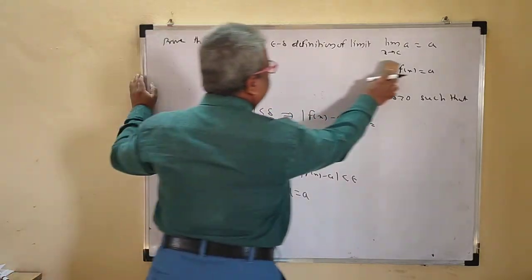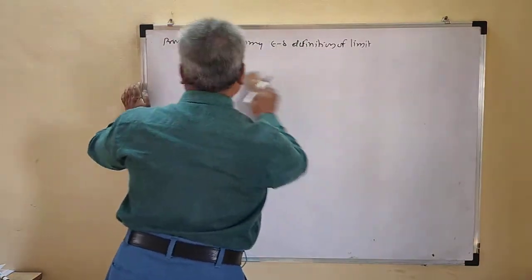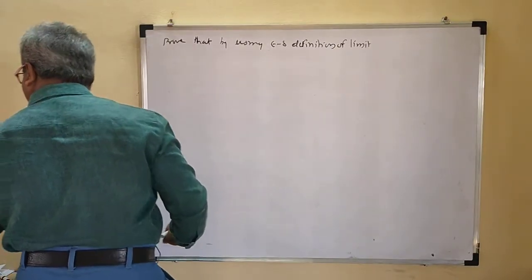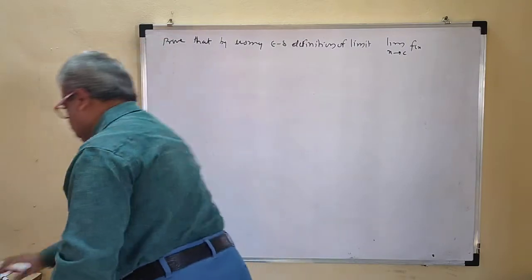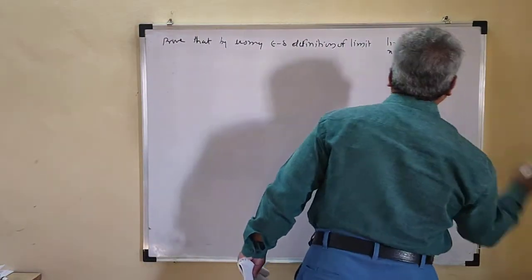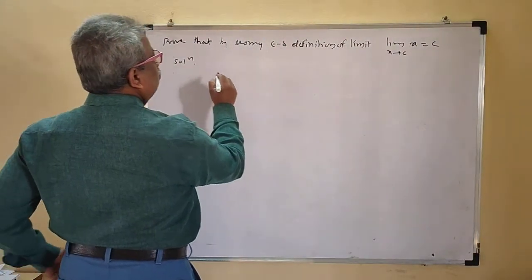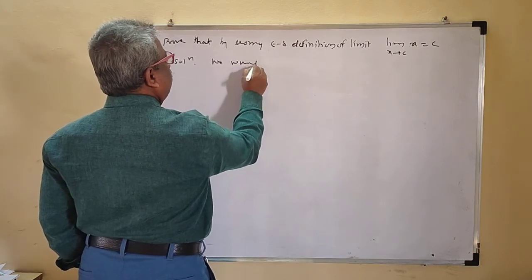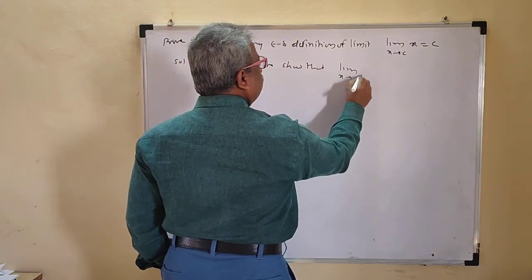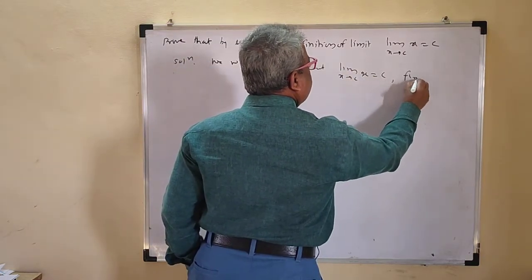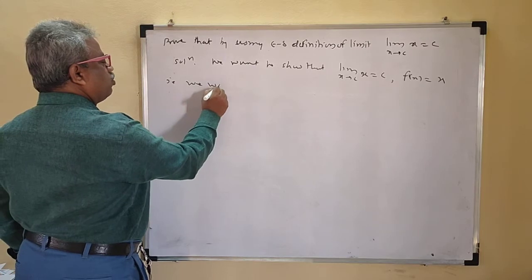Okay. So we'll take the next one now. You will understand that for the next problem. Next, the limit as x tends to c of x is equal to c. Solution. We want to show that the limit as x tends to c of x is equal to c. So here f(x) is equal to x now.